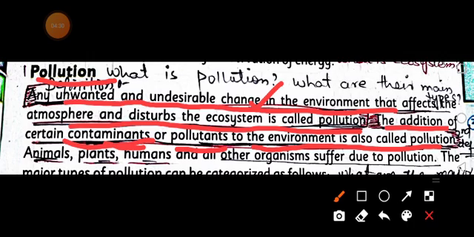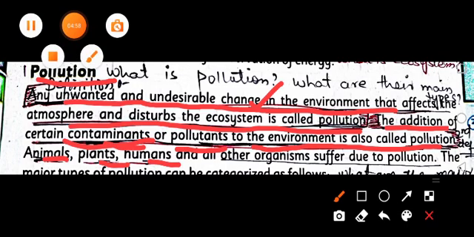So this whole change is known as pollution. So because of these changes our environment gets polluted, and as a result this pollution will draw negative effect on animals, plants, as well as humans and other organisms. So animals, plants, humans and all other organisms suffer due to the pollution.